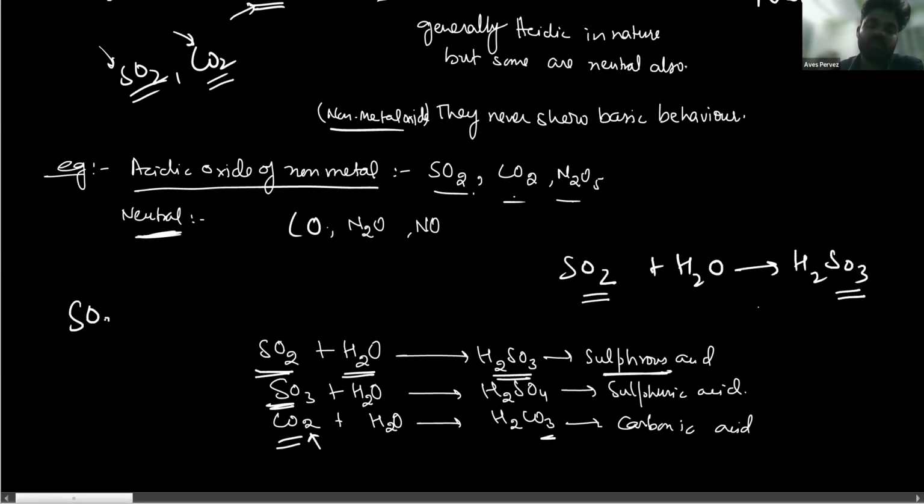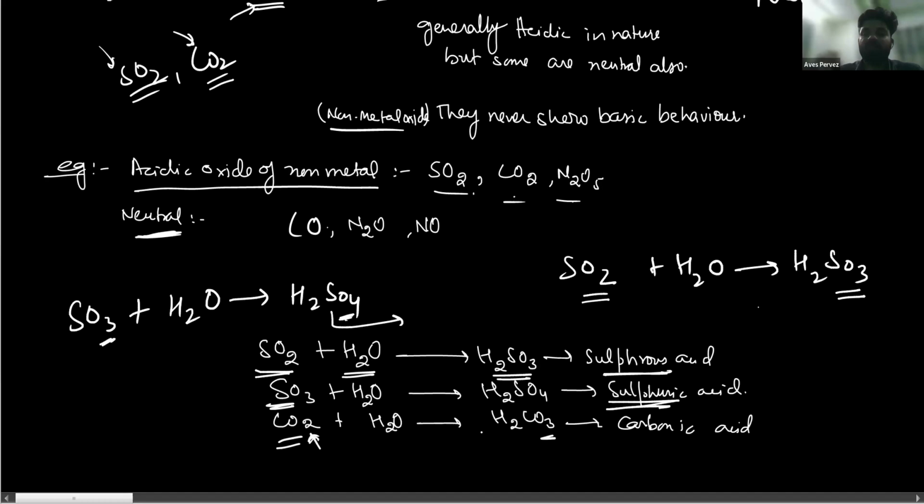But if we have SO3, sulfur trioxide, when it reacts with water, it will form H2SO4. If it is 3 here, then it will be 4 here. So this is sulfuric acid, and this one is sulfurous acid. If this is SO4, then it is sulfuric acid. And this is CO2. You see here, there is 1 carbon, then it becomes H2CO3, which is considered carbonic acid. Okay, you understood? Yes, sir.